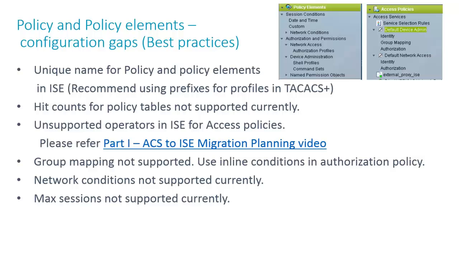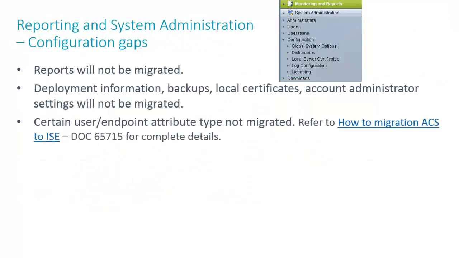Reporting and system administration. None of these, or 90% of these configuration objects, will be carried over to ISE. Reports will not be migrated. Deployment information specific to ACS, backups, certificates, and account administration settings will not be migrated. Certain user and endpoint attribute types will not be migrated as well. The complete information you can find in the How to Migrate guide.